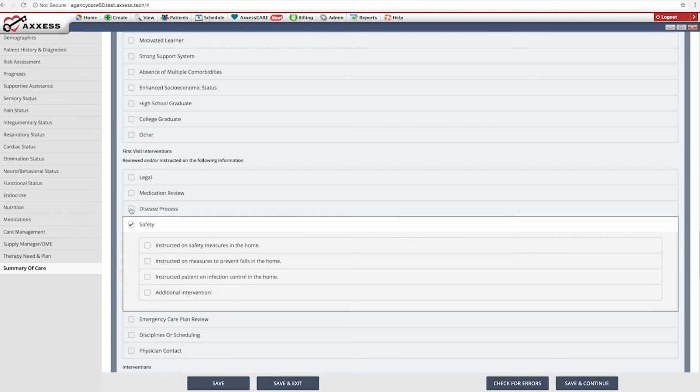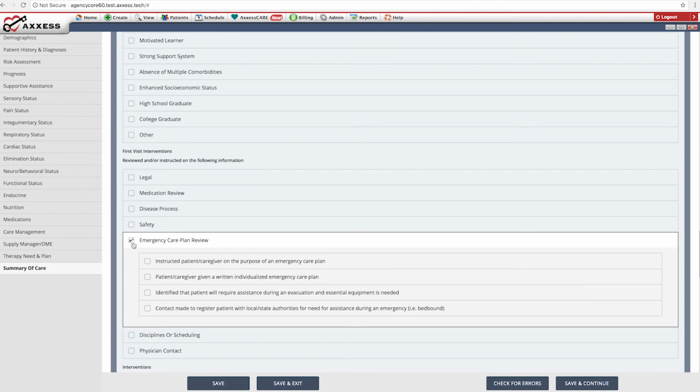Safety is extremely important. We want to identify that you have instructed the patient on safety measures to prevent falls. So even though it's not your full fall teaching, we need to hit some sort of fall teaching upon admission, as well as infection control. Every agency must have an infection control program, and teaching infection control in the home is a part of it.